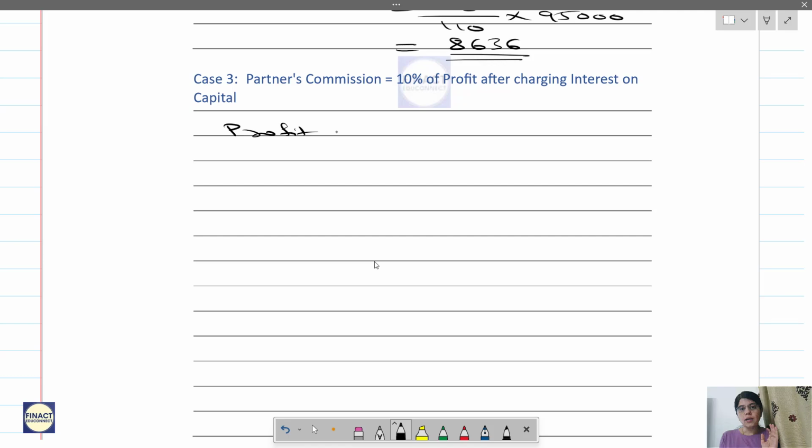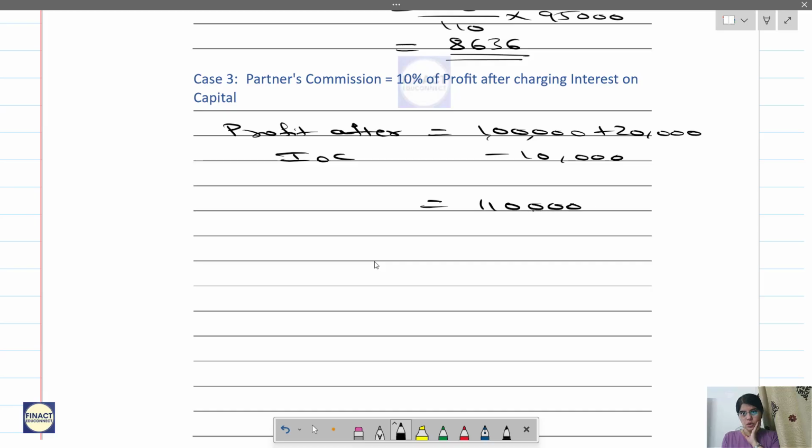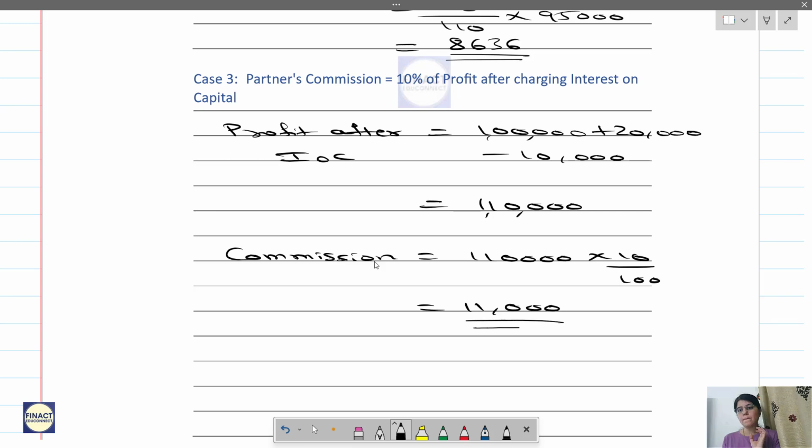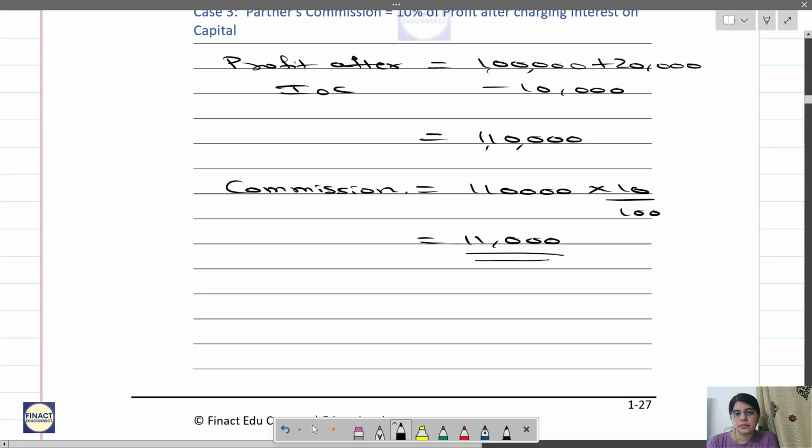So profit after interest on capital is 1 lakh plus 20,000 minus interest on capital. I told you, after is after deducting and before is before deducting. So you got 1,10,000. So commission is 1,10,000 into 10 by 100. So you get 11,000. Okay. Done.